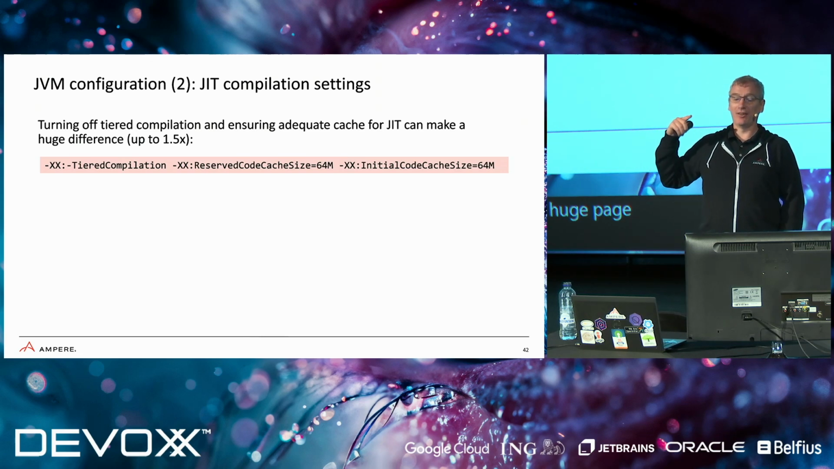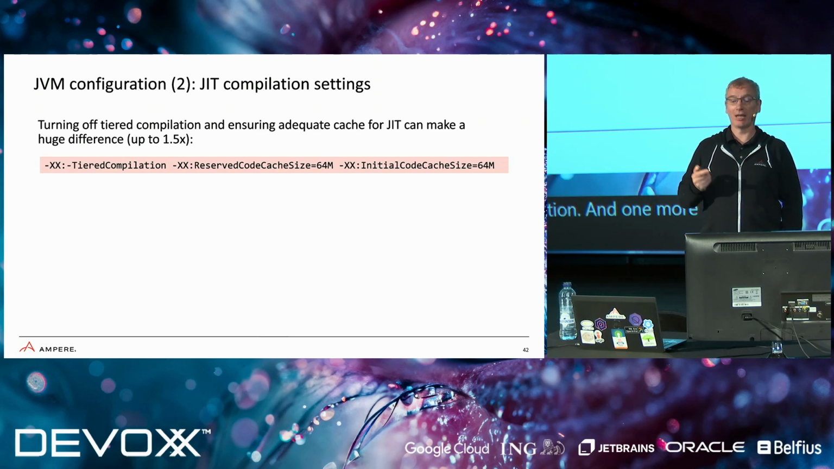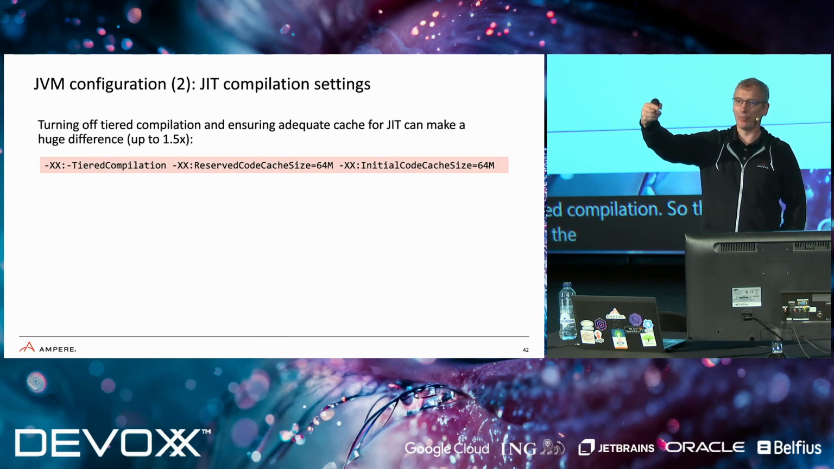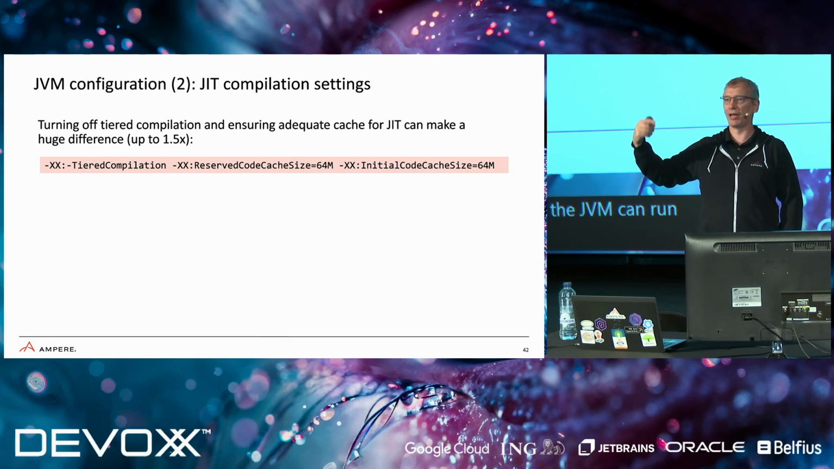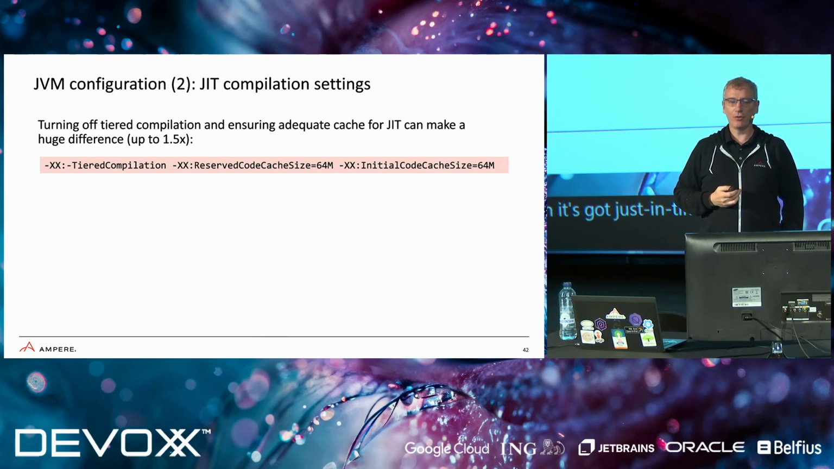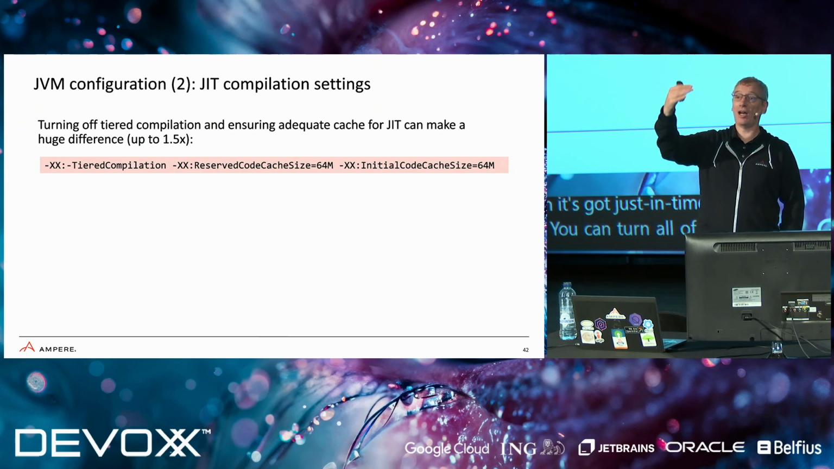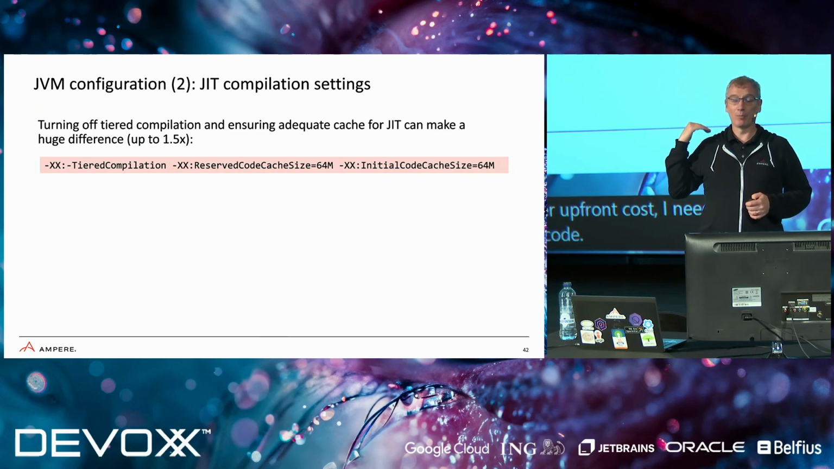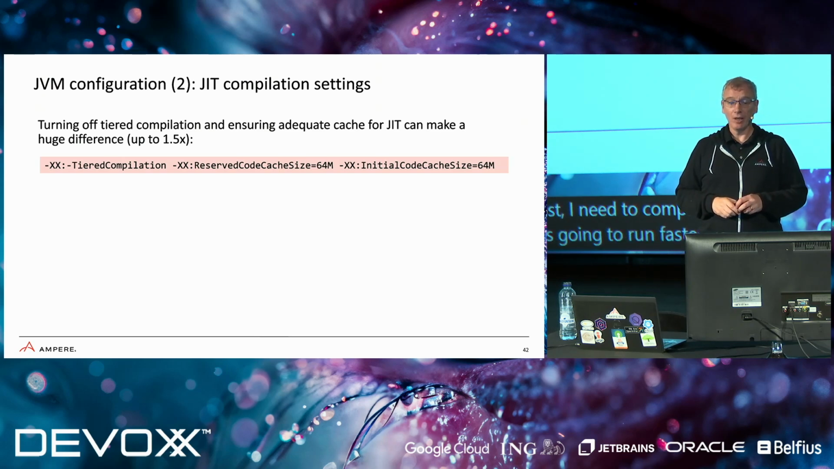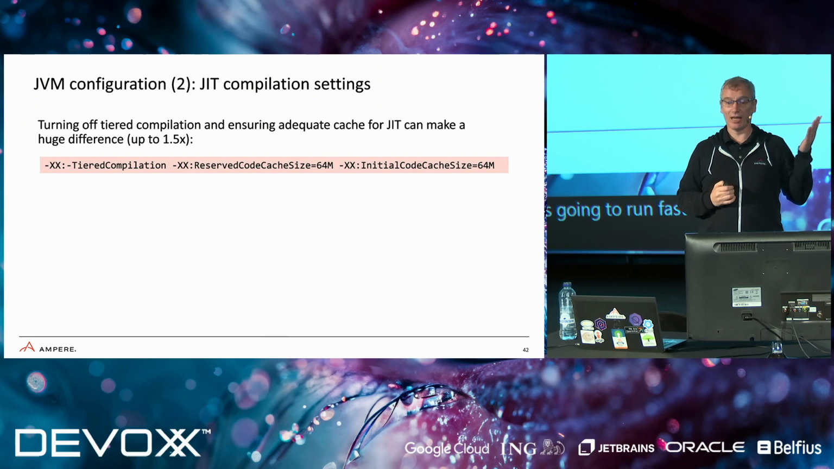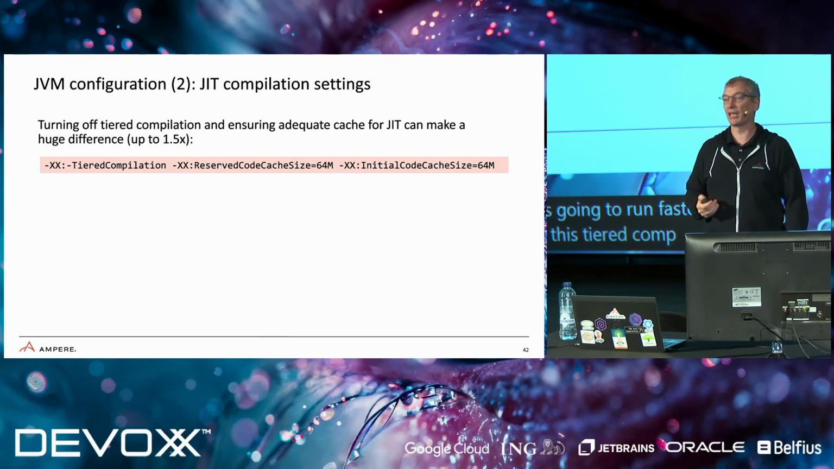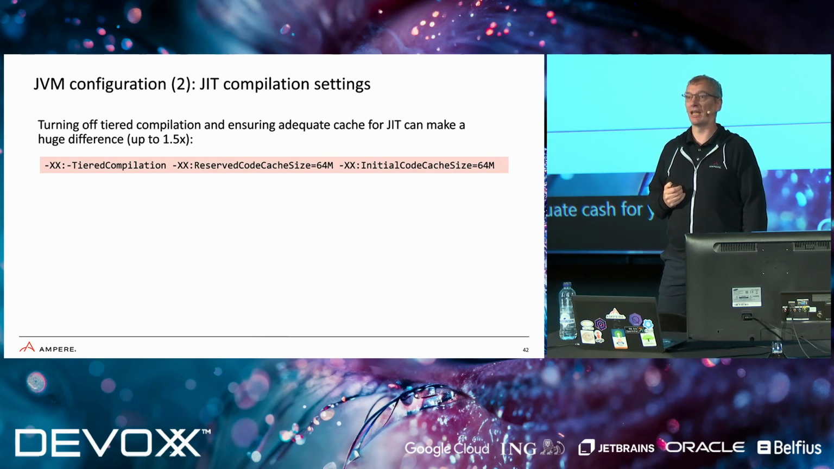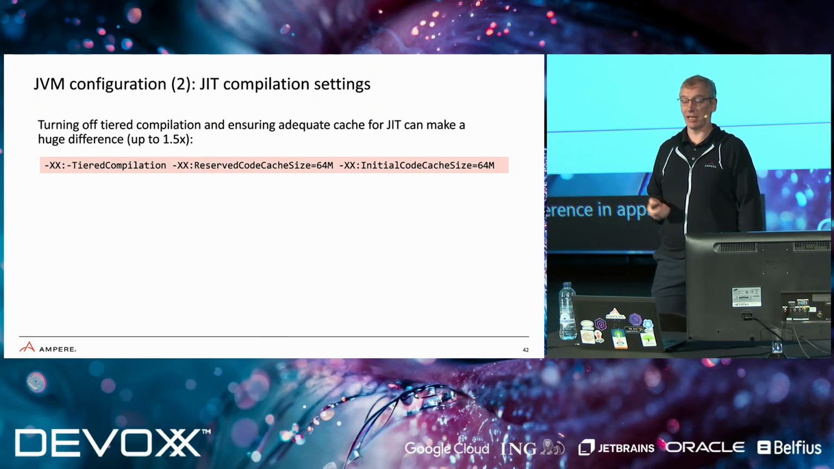One more tidbit is that you can turn off tiered compilation. For those who are unfamiliar, the JVM can run interpreted, then it compiles, then it's got just-in-time, then it can compile to native. You can turn all of that off, and you can just have a higher upfront cost. I need to compile all my code to machine code, but it's going to run faster when it runs. So you can turn off tiered compilation and ensure that you've got adequate cache for your JIT, and it can make up to a 1.5x difference in application performance at startup or getting to work.